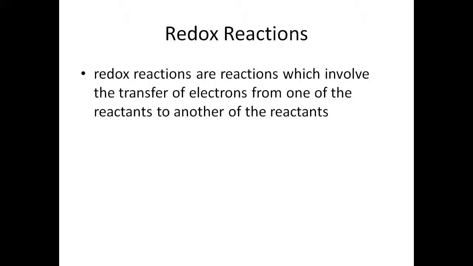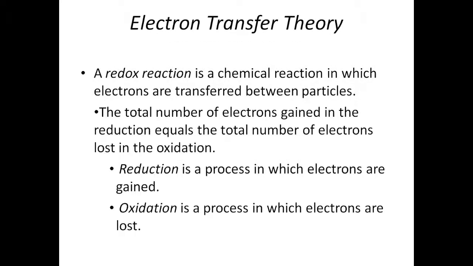Now, when we look at redox reactions, one compound will lose electrons, and so we say it's been oxidized or undergone oxidation, and one of the entities will gain electrons, and we say that's reduction. Okay? In our electron transfer theory, the total number of electrons lost by one entity must be gained somewhere else. I cannot have electrons lost or gained to the universe.